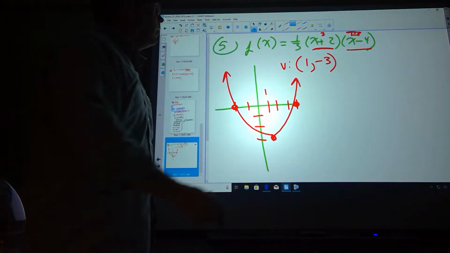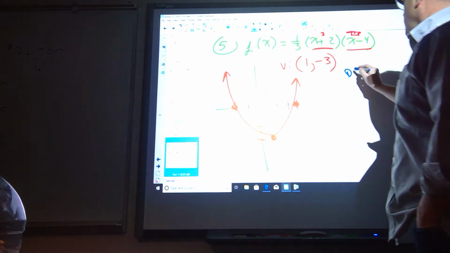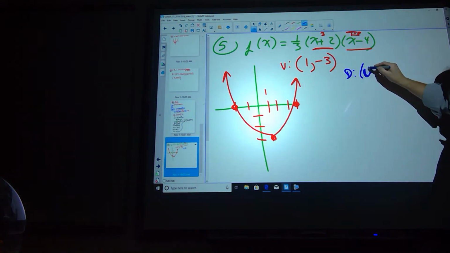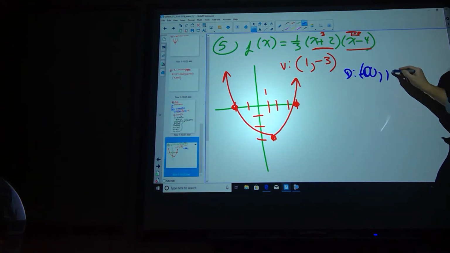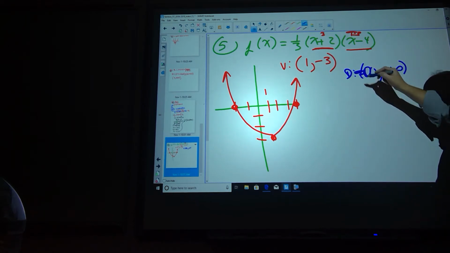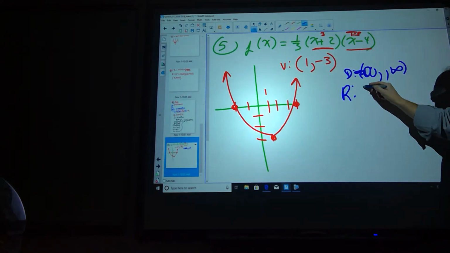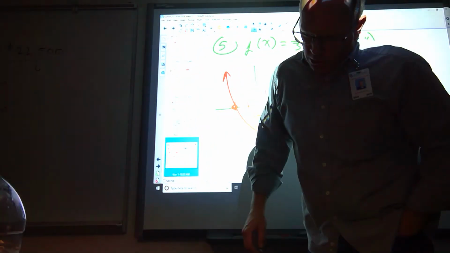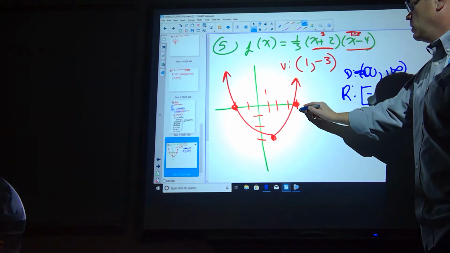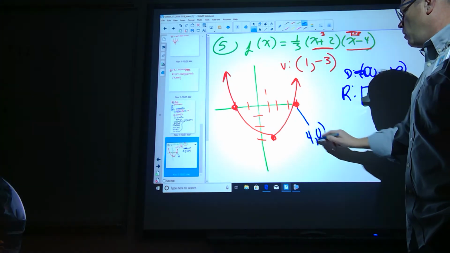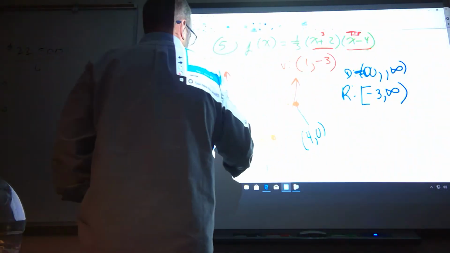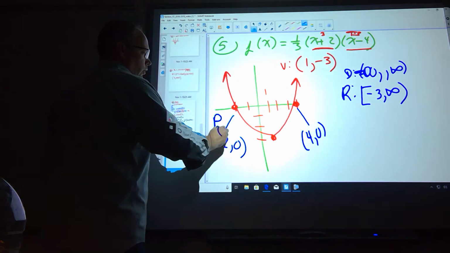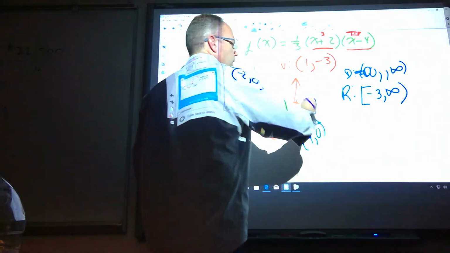Okay, so then we can say, hey, what's the domain? The domain of all of our parabolas that we'll use is negative infinity to positive infinity. Our range is going to go from negative 3, because it's opening up, to infinity. The roots as ordered pairs are 4 comma 0 and negative 2 comma 0. Those are my roots. Is that okay?